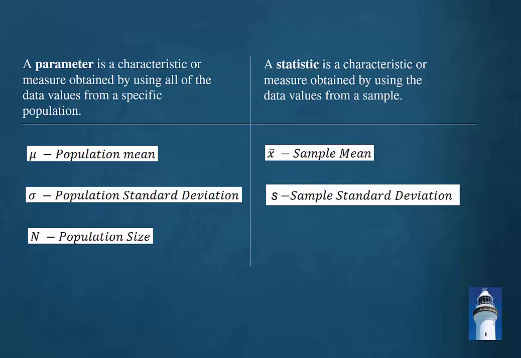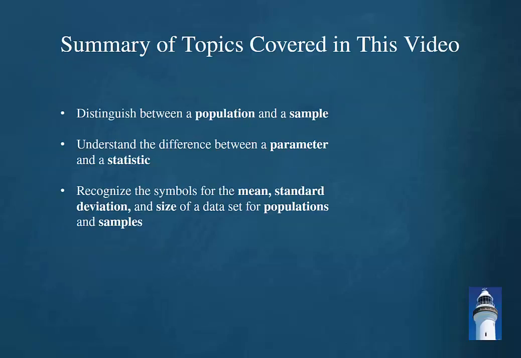The uppercase N is used to represent a population size. A lowercase letter n is used to represent a sample size. In this video, we learned to distinguish between a population and a sample, understand the difference between a parameter and a statistic, and recognize the symbols for the mean, standard deviation, and size of a dataset for populations and samples.